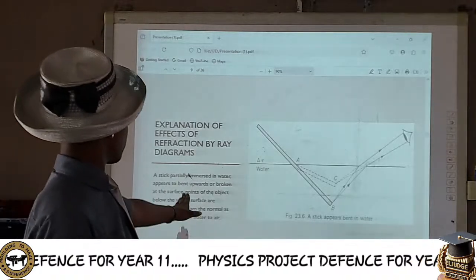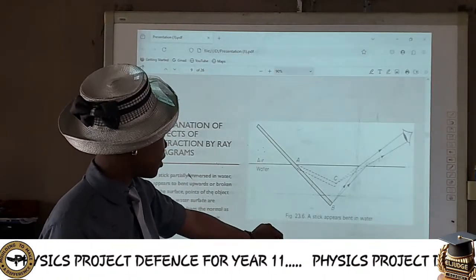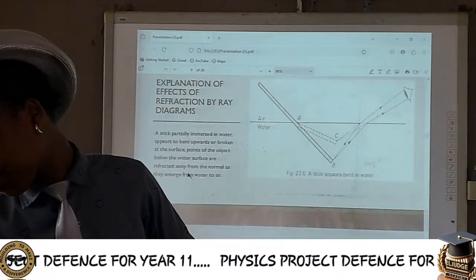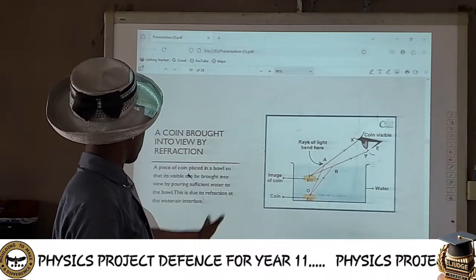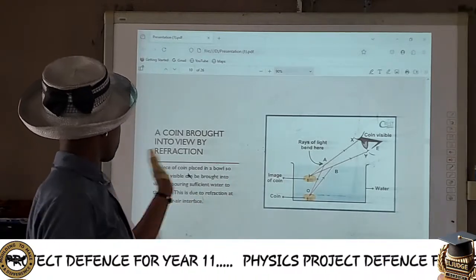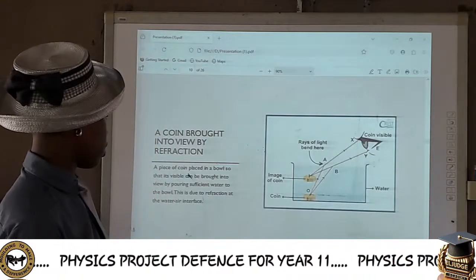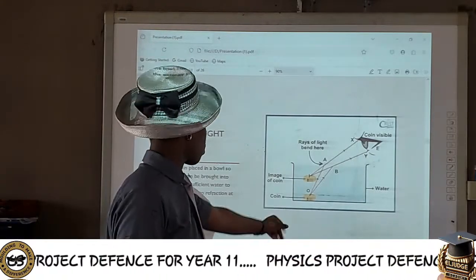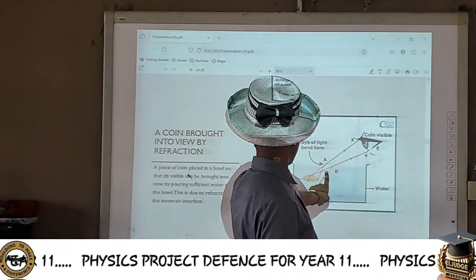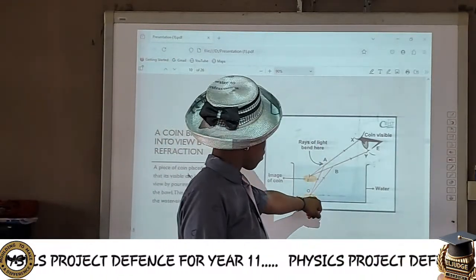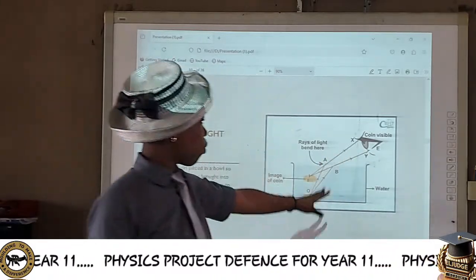Then we'll be looking at explanation of the effects of refraction by ray diagrams, and we can see that a stick appears to be bent in water due to refraction. Then we can also see another example of refraction, whereby a piece of coin placed into a bowl can be brought into view by pouring sufficient water into the bowl. And this is due to refraction at the water-air interface. So here we see that the rays of light bend here, and the image of the coin is actually here, but due to the bending of the light, the coin appears to be shallower when seen by the eye.